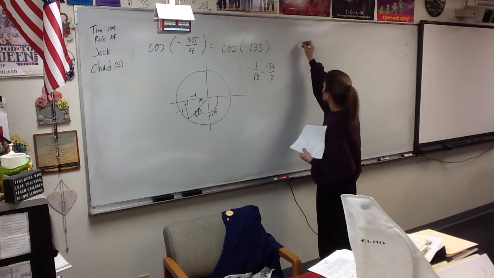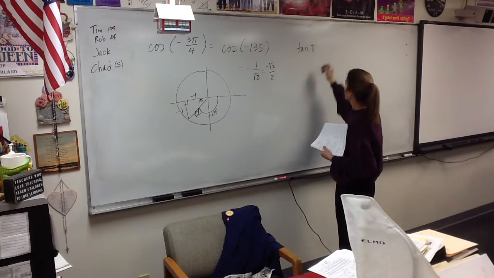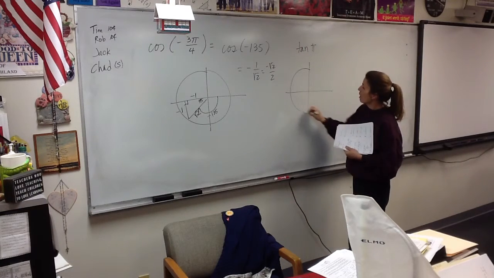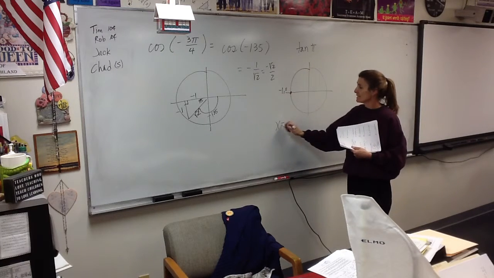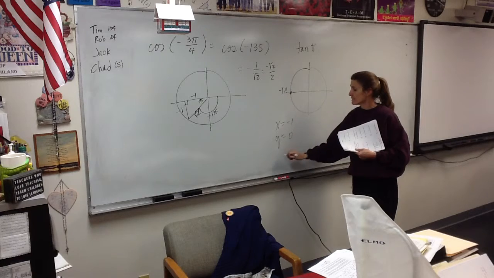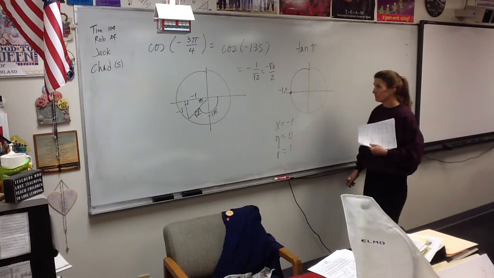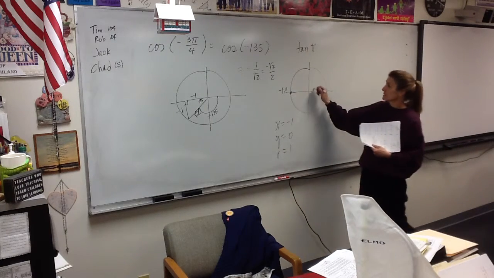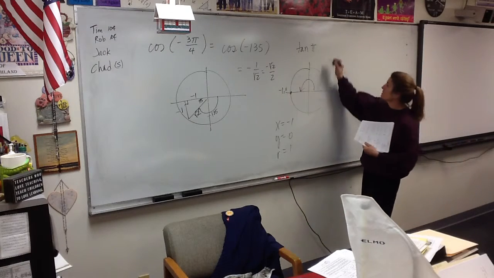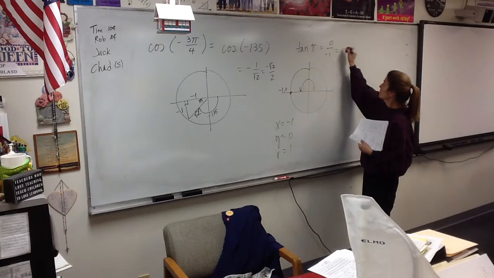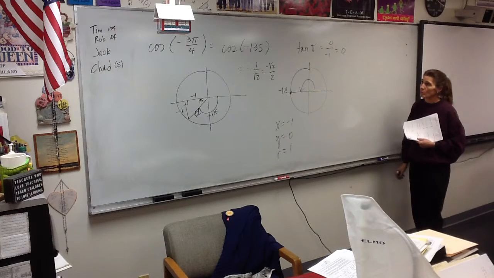The next one says the tangent of pi. Pi is on an axis. It is right here. That's the point where x is negative 1, y is 0, if r is 1. This is 180. That's pi, halfway around the circle. Tangent is y over x. That will be 0 over negative 1 or 0.